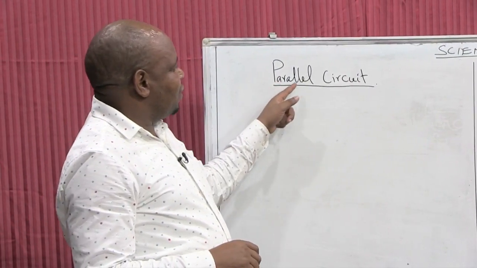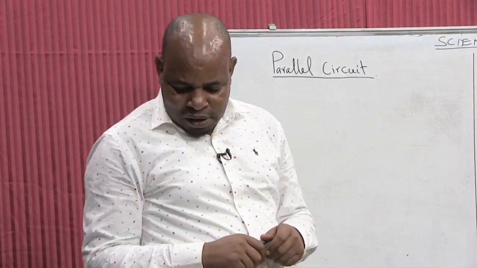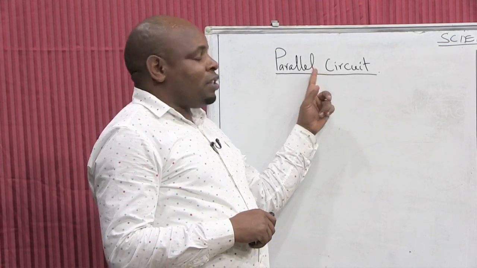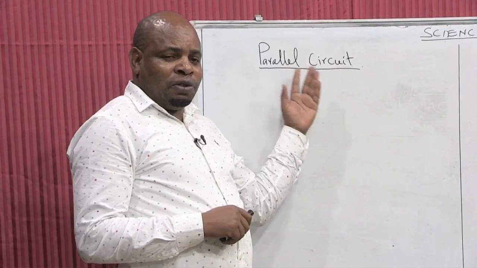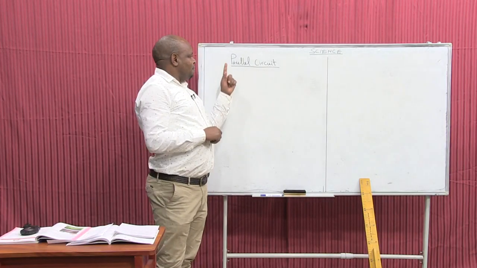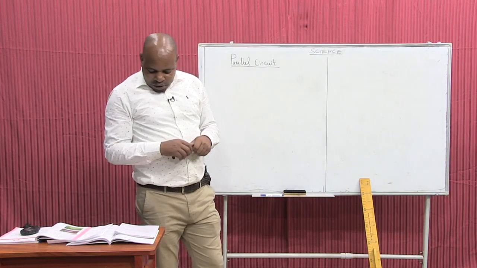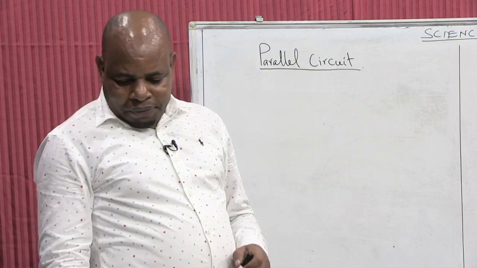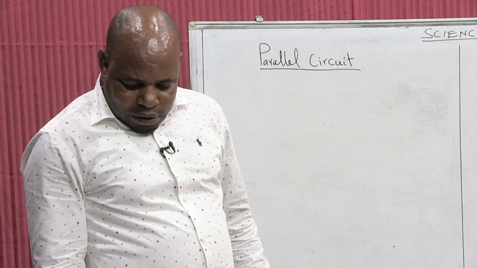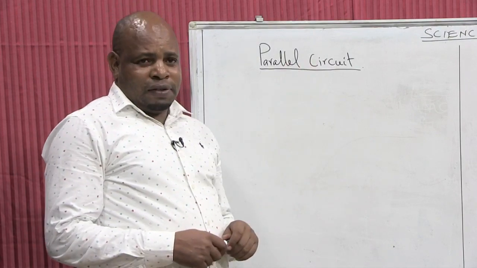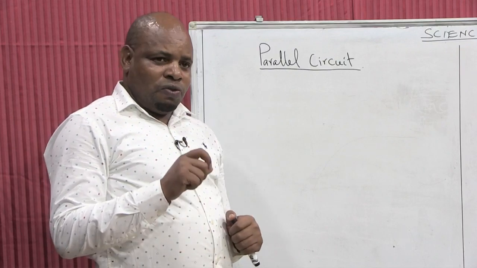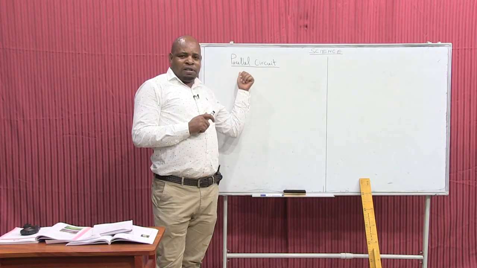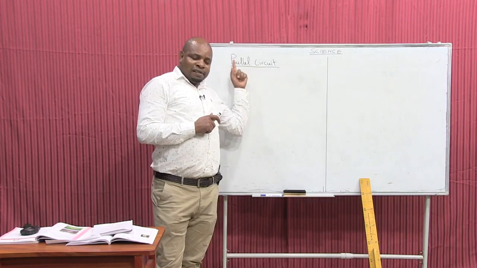Today I want to study parallel circuits. It is a continuation of the previous topic, which is electrical energy. This is one of the types of electrical circuit. We said we have two types of circuits: series circuit and parallel circuit. Last time we saw what a series circuit is. Today we're going to discuss the parallel circuit. I left you with an assignment to read on this. I hope you did what I said. I'm here just to take you through the work which I gave you on parallel circuits.